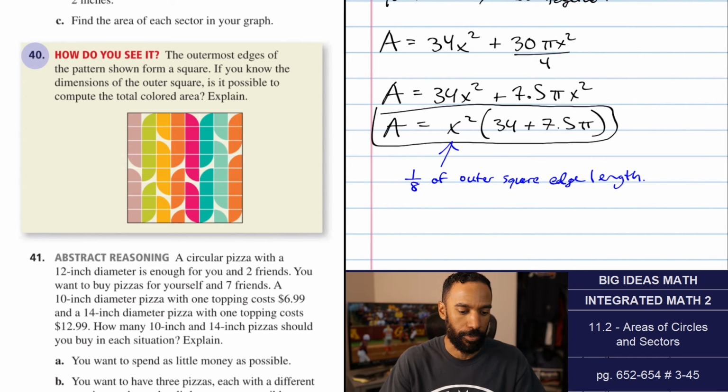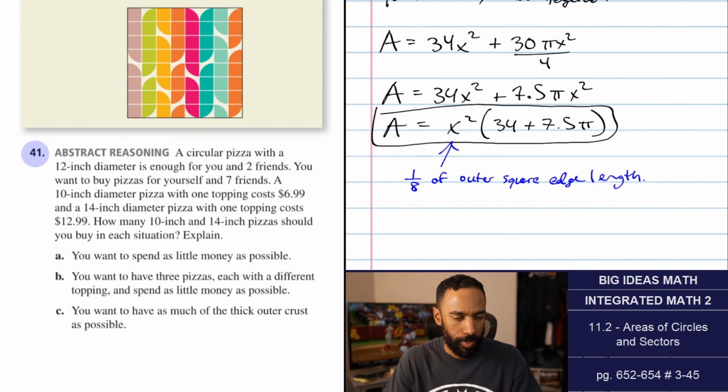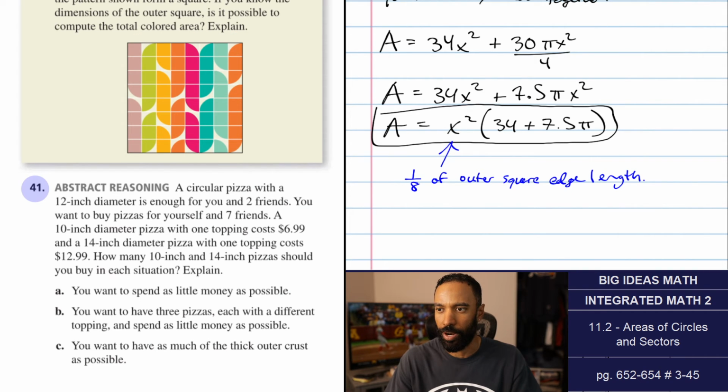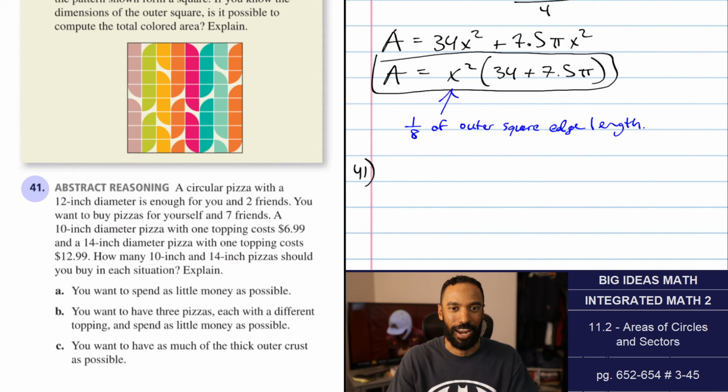Number 40, I forgot where I am. Number 41. A circular pizza with a 12-inch diameter is enough for you and 2 friends. I don't know. I eat a lot of pizza, dude. That's not enough.